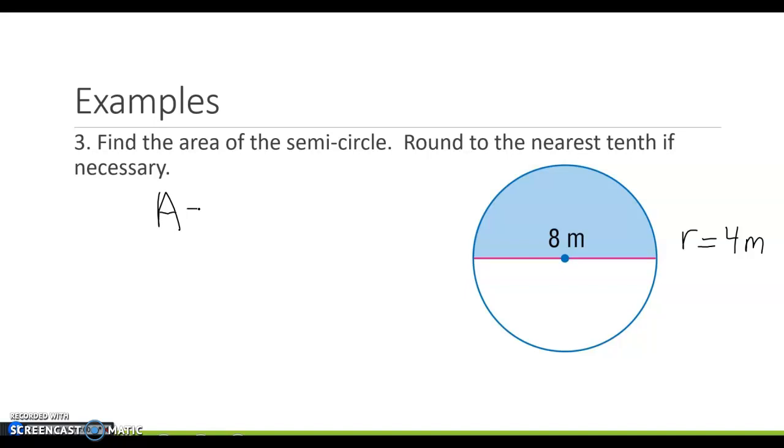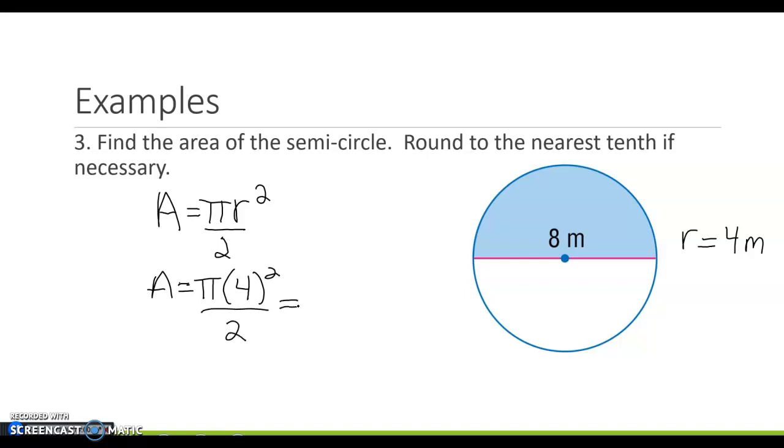So area of a circle is pi r squared. But we don't want the whole circle. We only want half. So we're going to take that pi r squared, and we're going to divide it by 2 or multiply it by 1/2. Now let's substitute in pi, the radius we said was 4 squared, divided by 2.